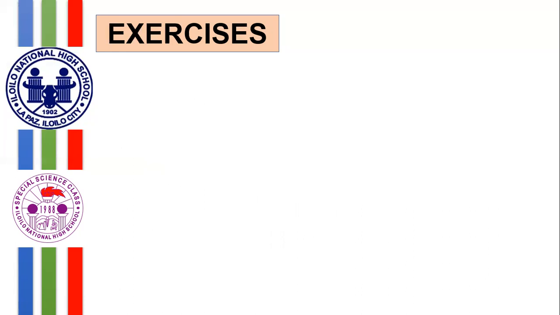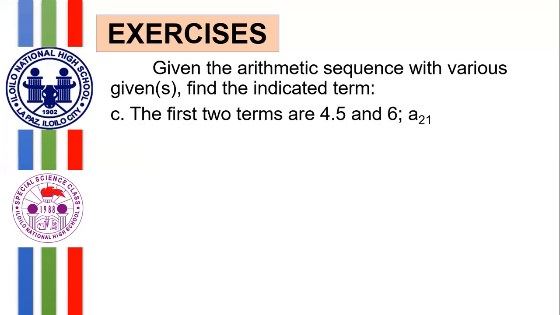Letter C. The first two terms are 4.5 and 6. Find A sub 21. In this case, what does it mean if I say the first two terms are 4.5 and 6? If you encounter something like this, be reminded that it is understood that the first number mentioned is the first term, or A sub 1, and the second number mentioned after the word "and" is your second term, or A sub 2.